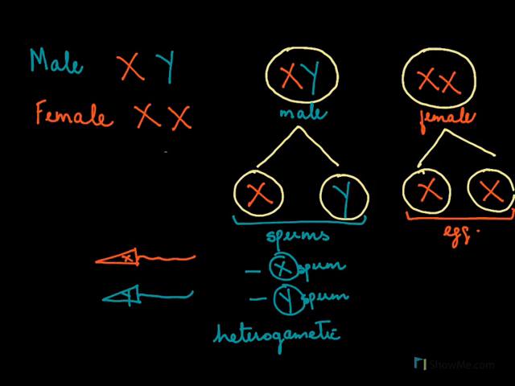But when it comes to the females, they are homogametic. All the eggs are of the same type, having the X chromosomes. So the females are said to be homogametic, all the same type of chromosomes, all the same type of gametes. So now let's see what happens in sexual reproduction.